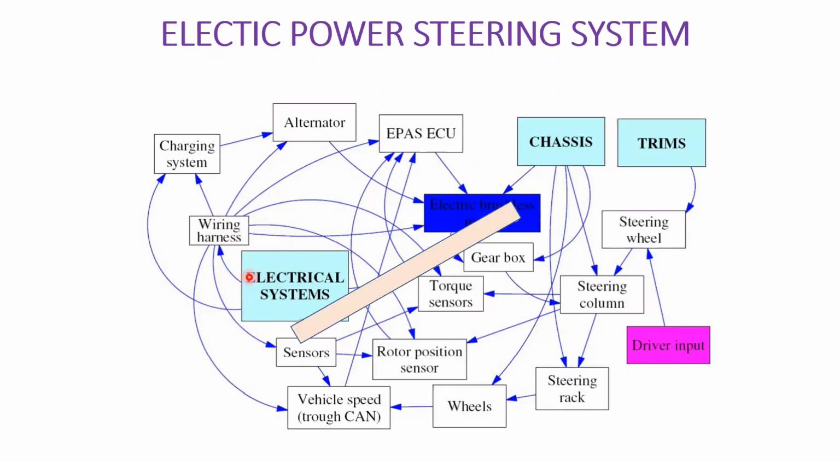And how the electrical system is getting an input: from the electric brushless motor. And even how you are going to get an input to the brushless motor: from the chassis. Chassis is the bottommost part of the vehicle, where the complete weight of the vehicle acts. You have the vehicle trims, that is where it is connected to the steering wheel.